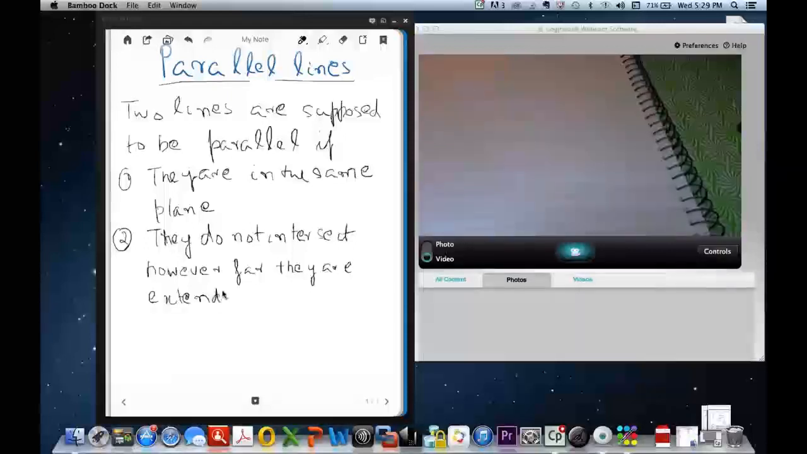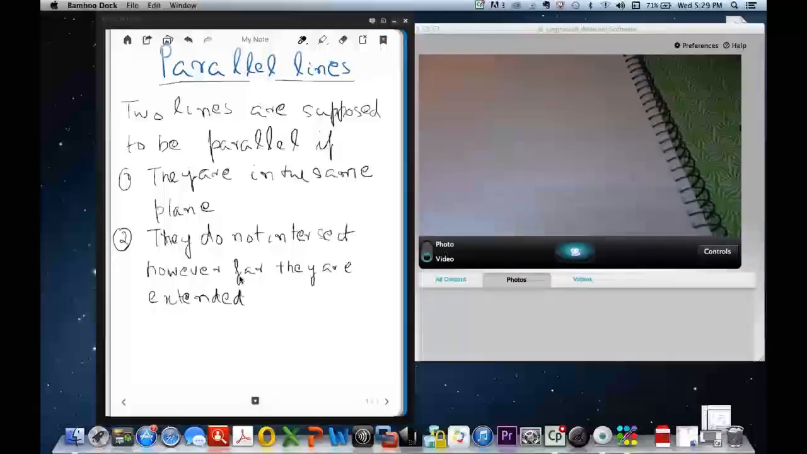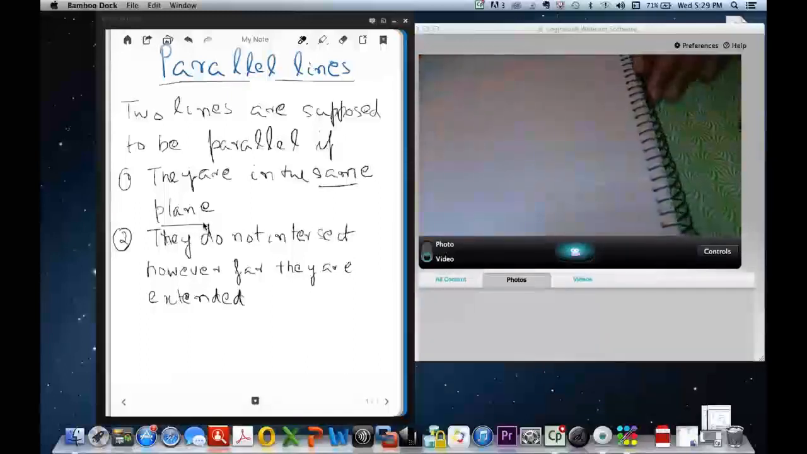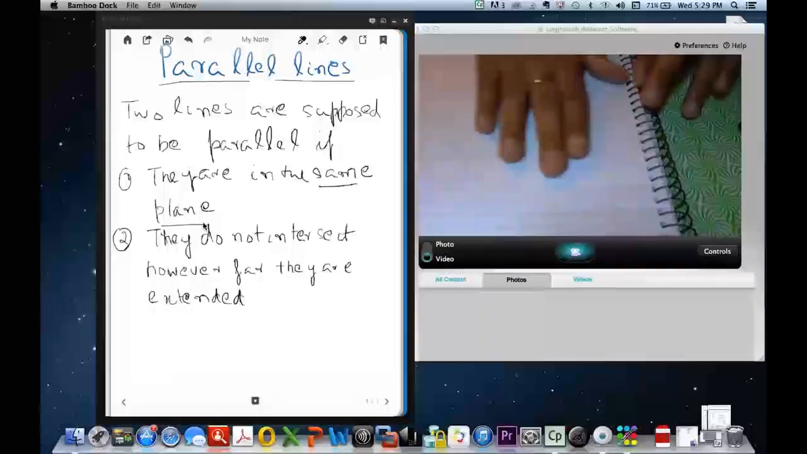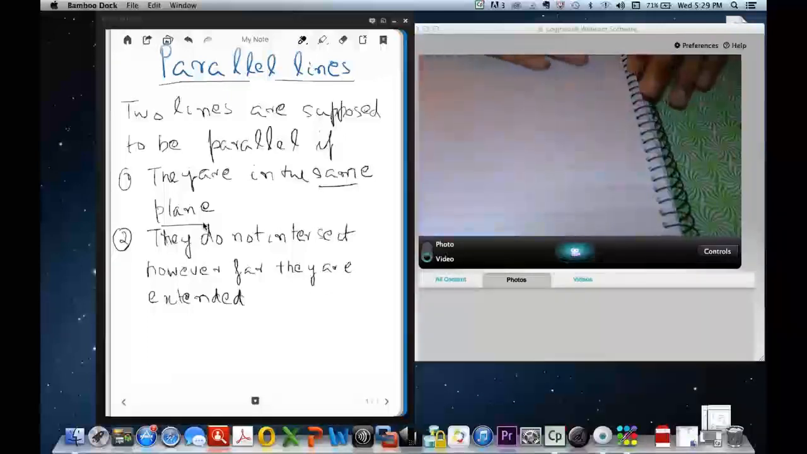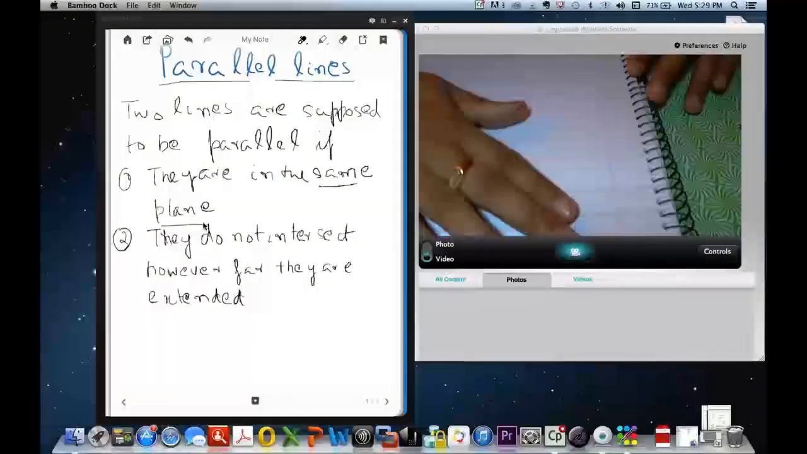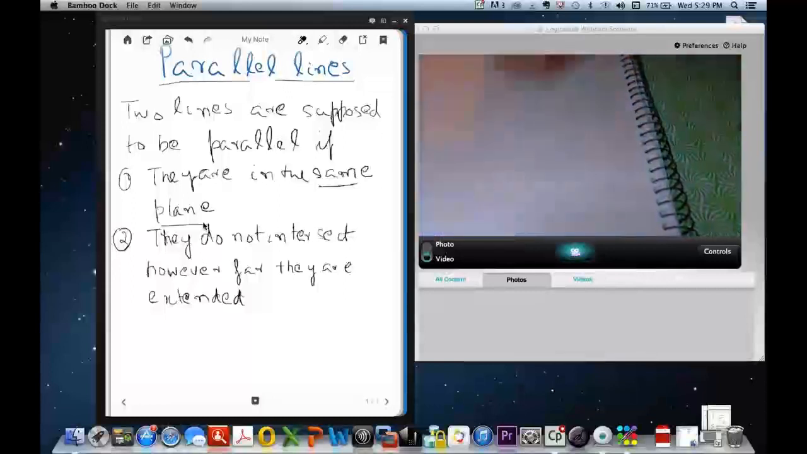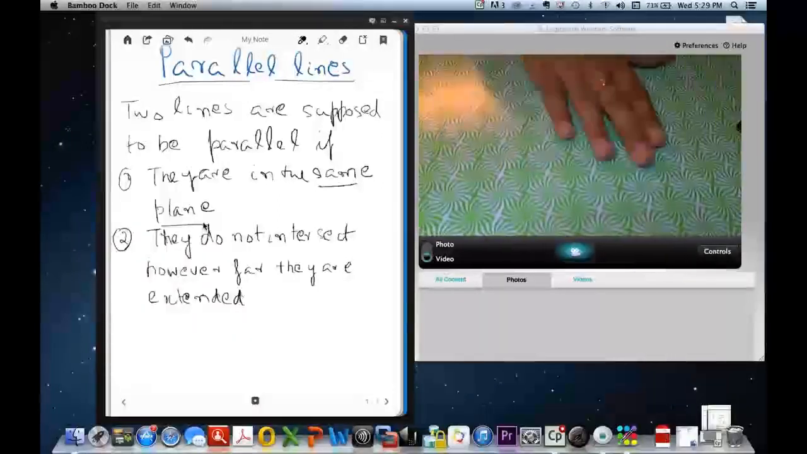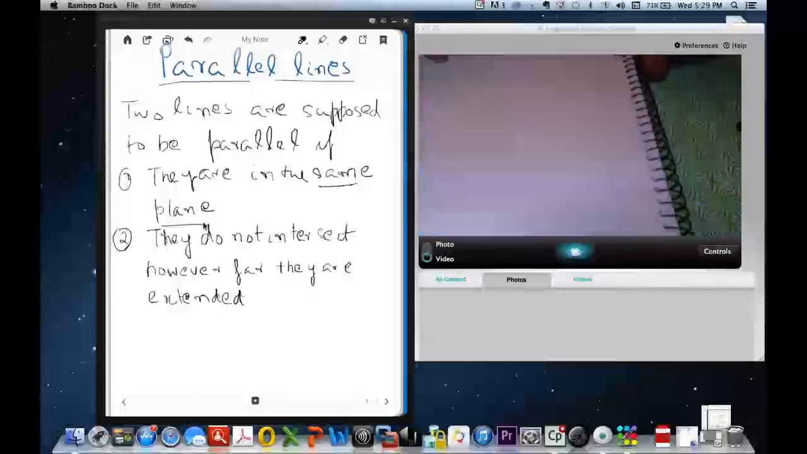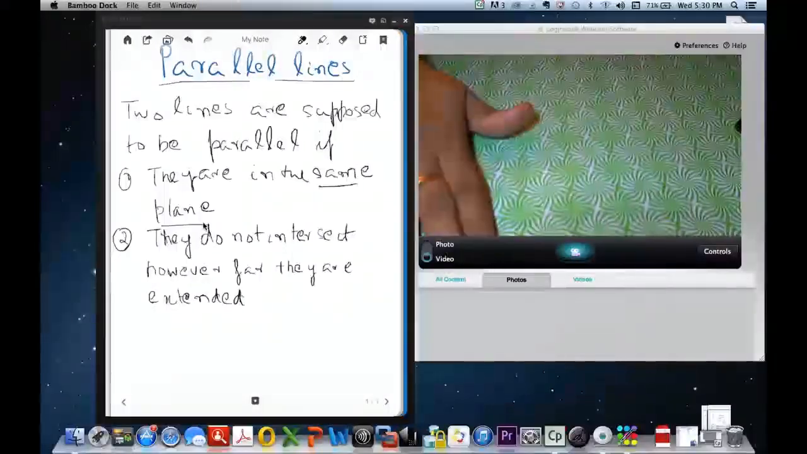I think probably you need a little bit of explanation of what this means. So first thing is they are in the same plane. What does that mean? What is a plane? Now let us look at this notebook. This is actually a plane, because it is one single surface, which is defining a plane. Now if you look at this tabletop, on which this book has been kept, this is a different plane.